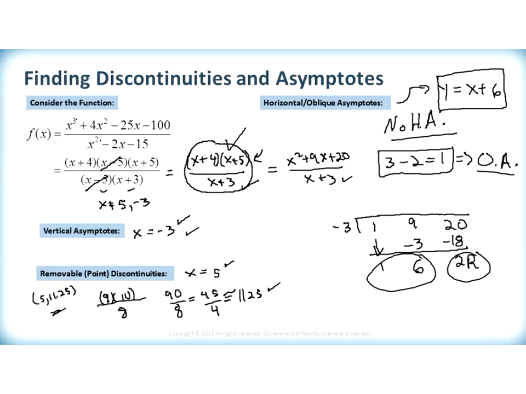So in terms of discontinuities and asymptotes, things we have: vertical asymptote at x equals -3, no horizontal asymptote, oblique asymptote at y equals x plus 6, and we got to punch a little hole in the graph at 5 and 11 1/4.